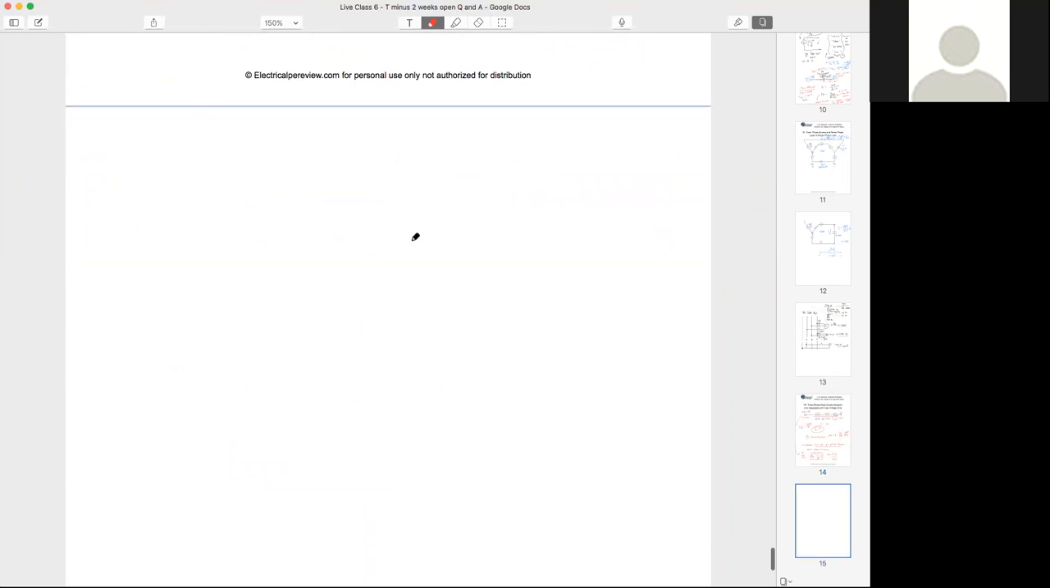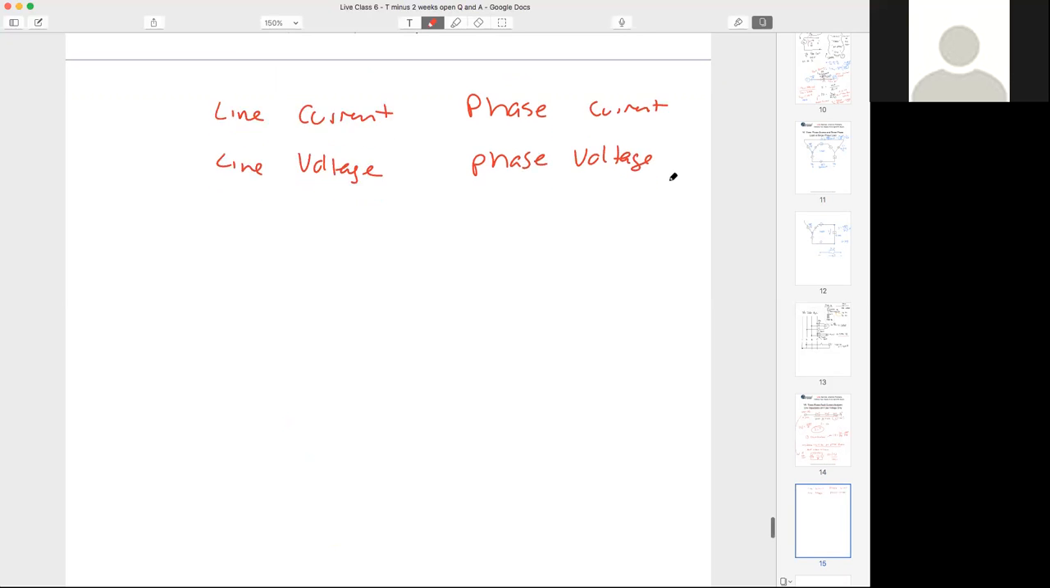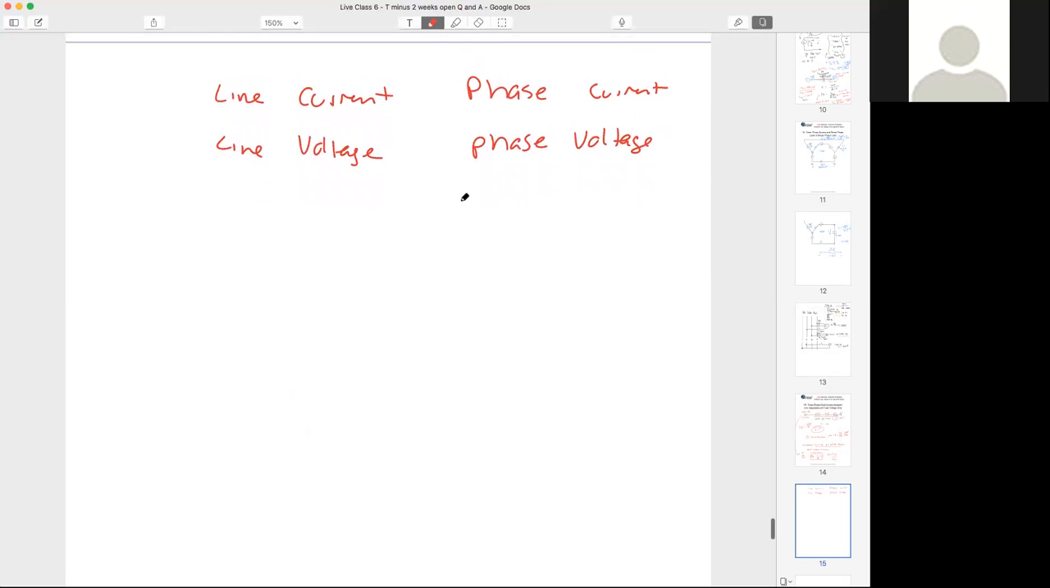Let's look at this. I've been meaning to draw this out for a while because who really knows the difference between line current, phase current, line voltage, and phase voltage? We understand them mathematically, more or less, right? But let's look at this.